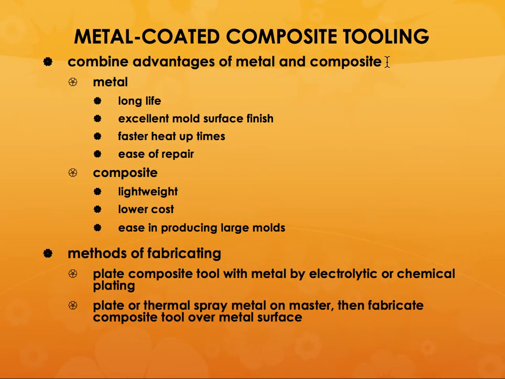You have what are called metal coated composite tooling. So you can combine the advantages of metal and composite, but the method of fabricating is pretty complex, but it can be done. So you have the metal coating done by electrolytic or chemical plating, or you can also thermal spray the metal on the master, then you fabricate the composite tool over the metal surface.